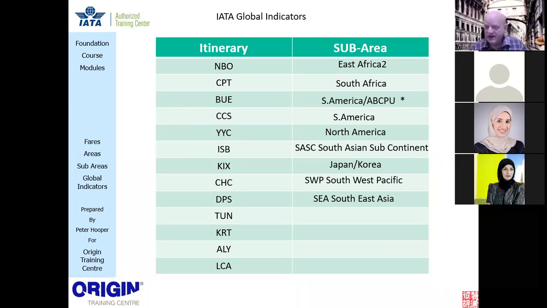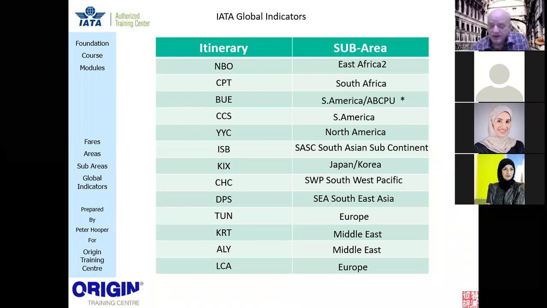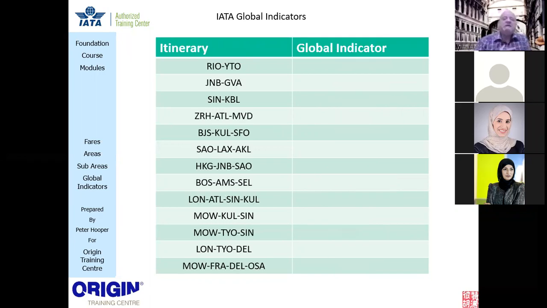TUN, which sub-area is TUN? Europe. Oh, well done, yes. It's the funny exception for Europe. KRT, the Sudan? Middle East. Egypt? Middle East. Larnaca? Europe. Yes. So can you see that maybe about half of them you can probably guess? And you haven't even been doing this for an hour and a half yet, and you're already able to work some out. I think we can safely say a few more tries, you'll be okay.